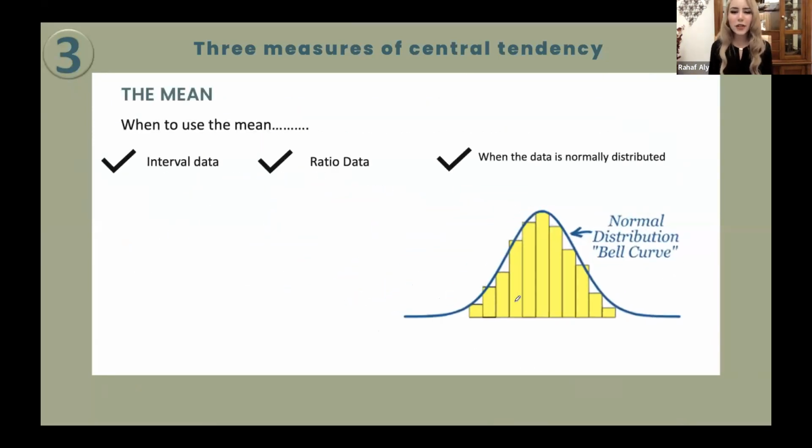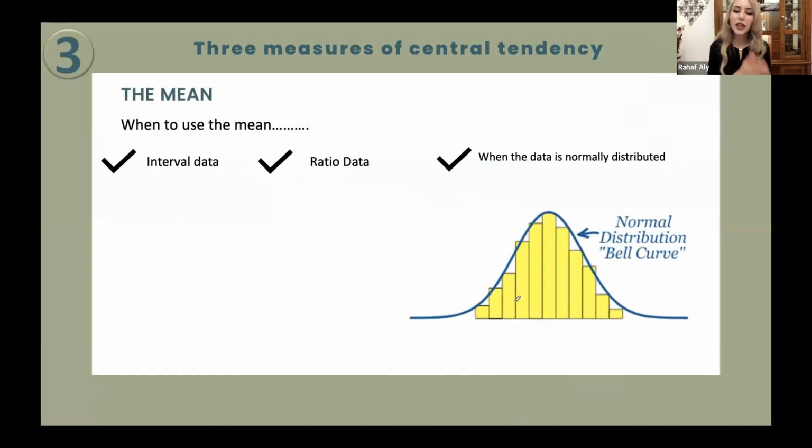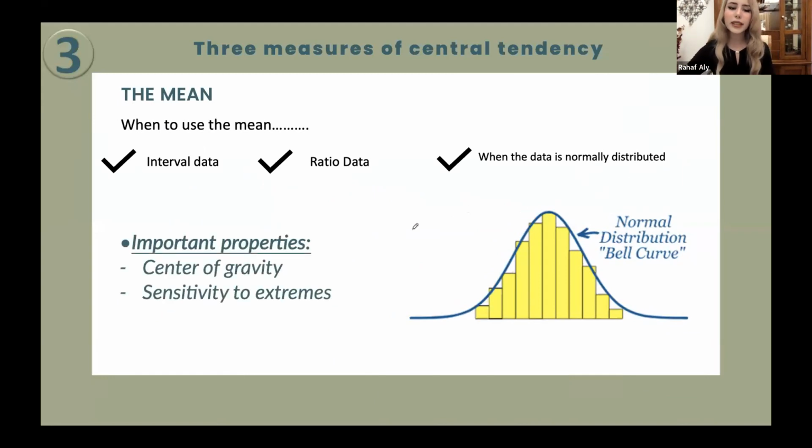So when should we use the mean? We should use the mean in interval or ratio data, which are quantitative, and when it's normally distributed. Never use the mean when it's skewed or when it's qualitative. So what are some important properties of mean? It is the center of gravity and it has sensitivity to extremes. So that's why you shouldn't use it for skewed data.